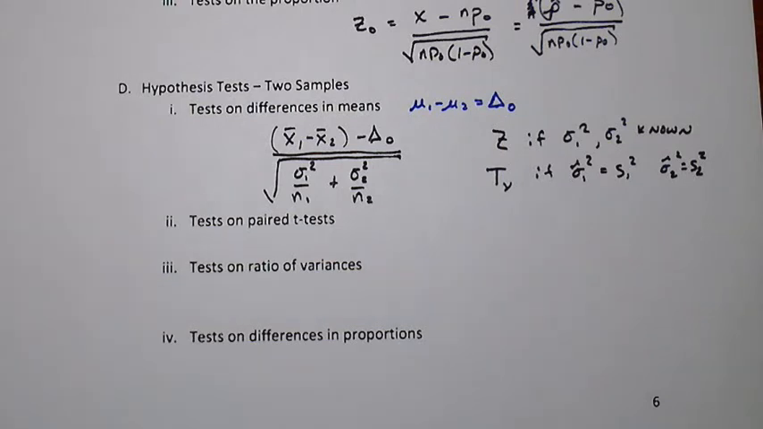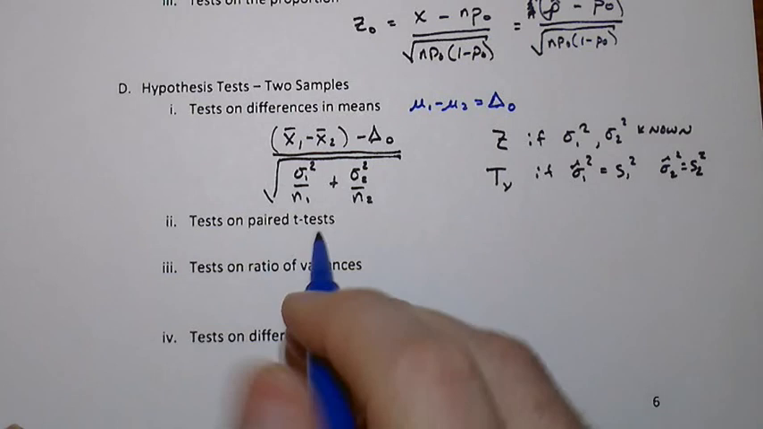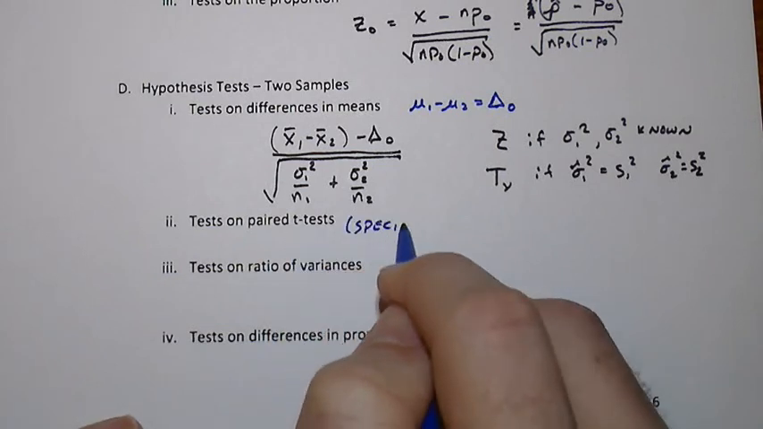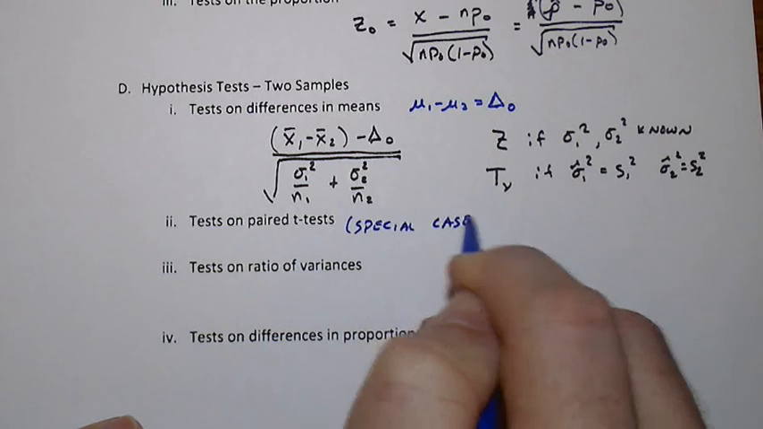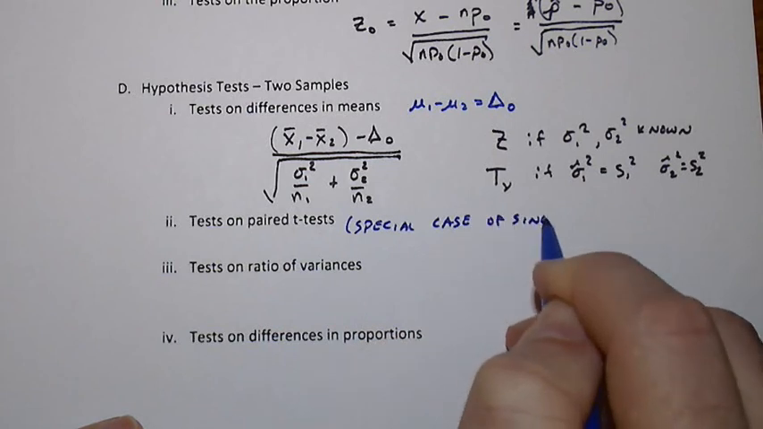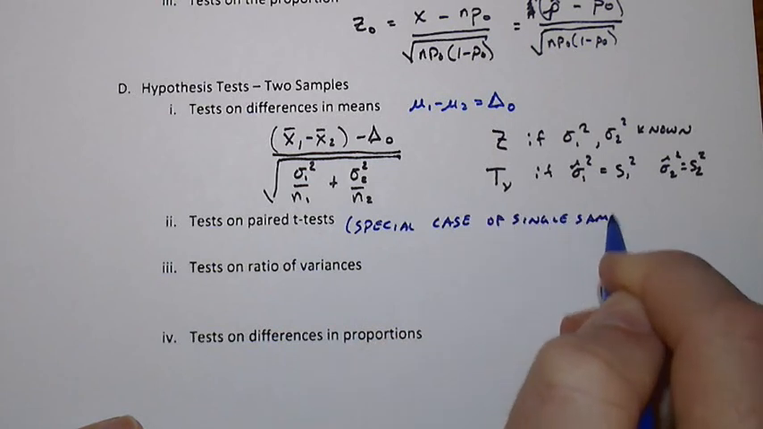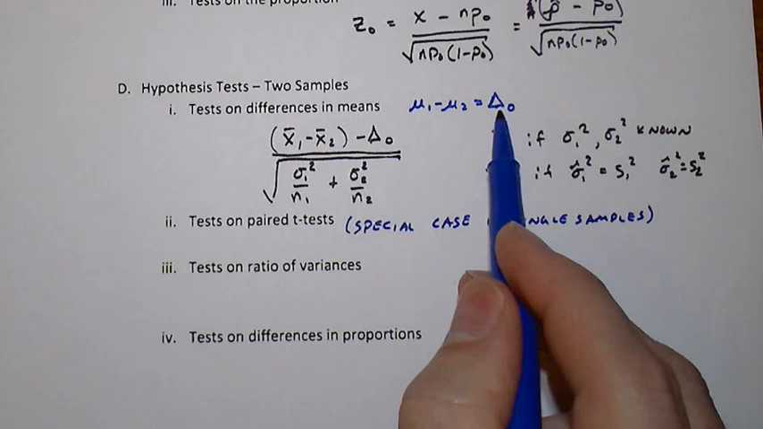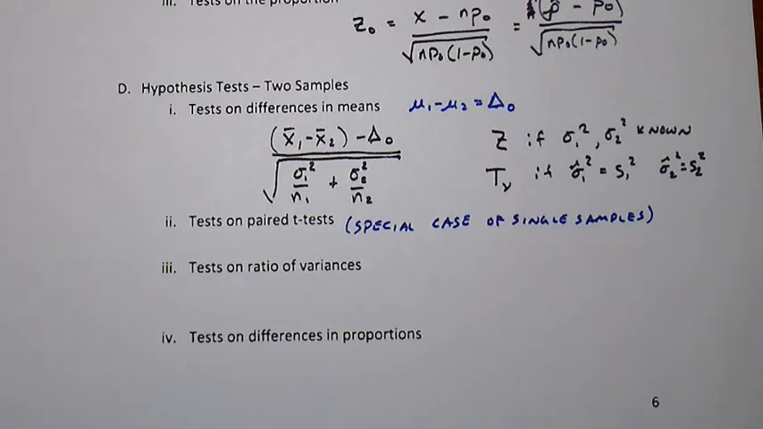Right? The tests on paired t-tests are really just a special case of single samples, where now we don't treat our x and y data separately. They're paired, and we do the difference directly on each and every one. So if we have n paired data points, then we'll have n values for the difference, and now we can just go and do the regular t-test that we saw up above.